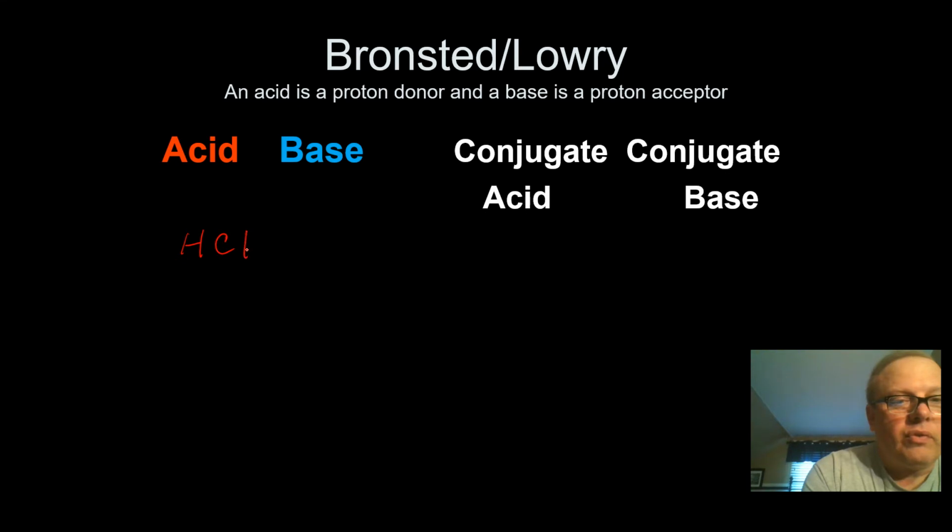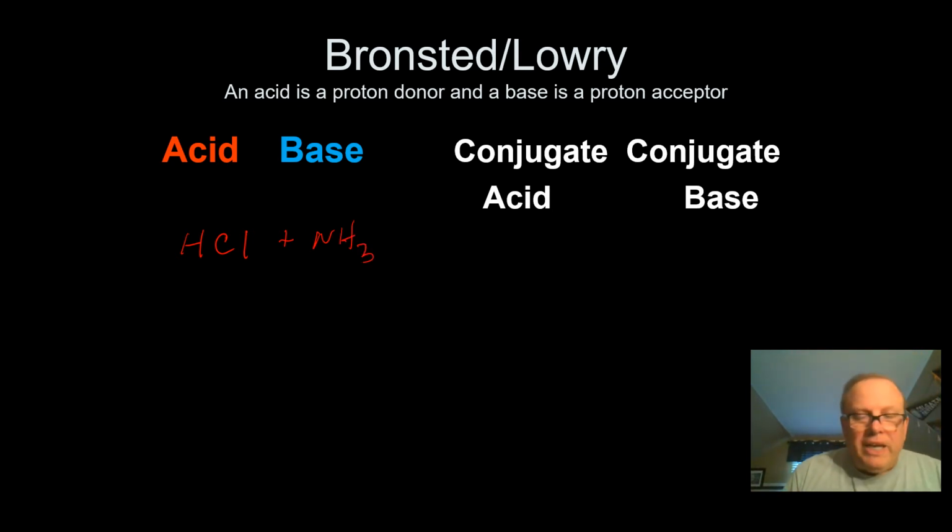HCl, hydrochloric acid. We recognize it's an acid. It starts with a hydrogen. It's a strong acid. Our base we're going to use here is ammonia, NH3. So it is a base. What makes ammonia a base is the ability of it to absorb a hydrogen. So in this reaction, we're going to end up with NH4 plus and Cl minus.